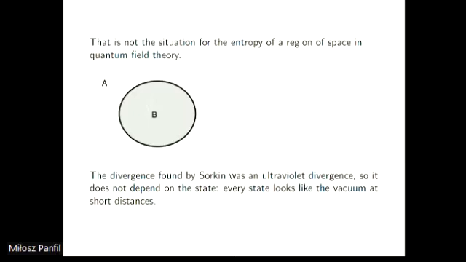The divergence found by Sorkin is an ultraviolet divergence. So it does not depend on the state, or at least the leading ultraviolet divergence does not depend on the state. Every state looks like the vacuum at short distances, so every state has the same leading divergence of the entanglement entropy. So in quantum field theory, it's not true that the entropy is a property of the state, or not only a property of the state.